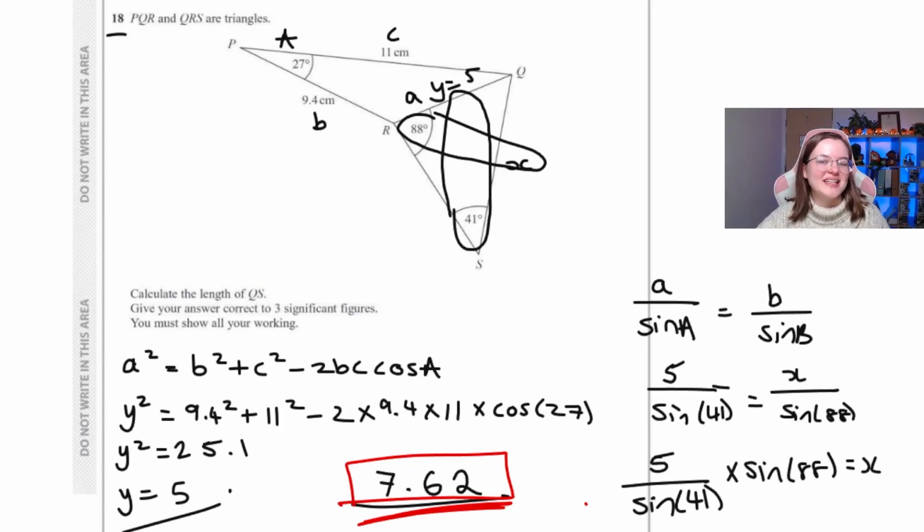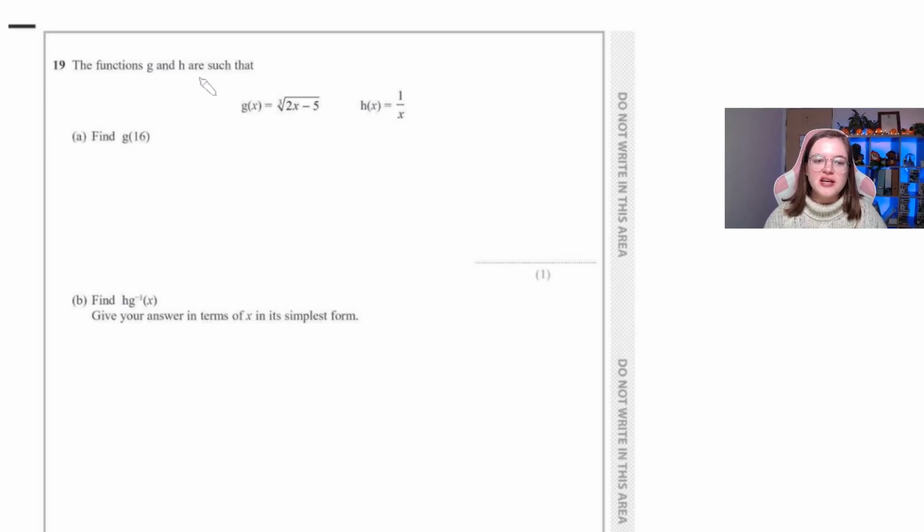Question 19. The functions g and h are such that g of x is equal to the cube root of 2x minus 5, h of x is 1 over x. Find g of 16. And g of 16 is just, what have they done? They've put 16 where x is. So I am going to do the same. I'm going to put 16 where x is.